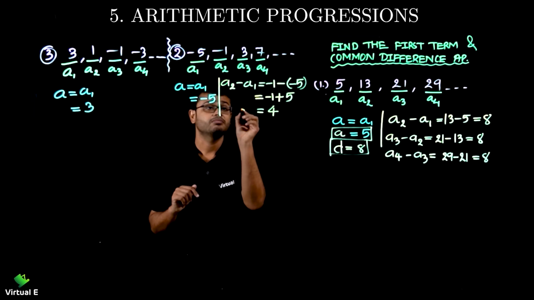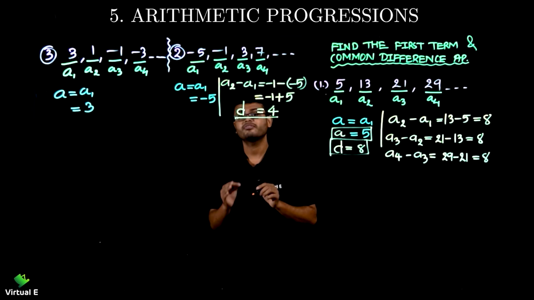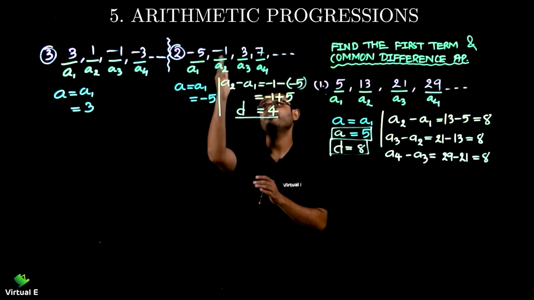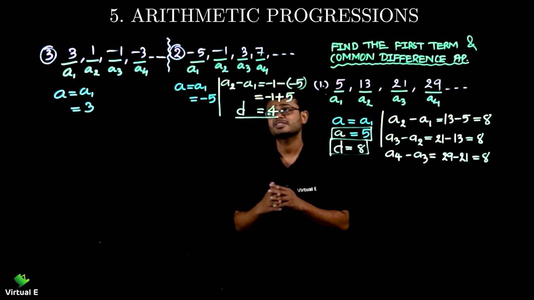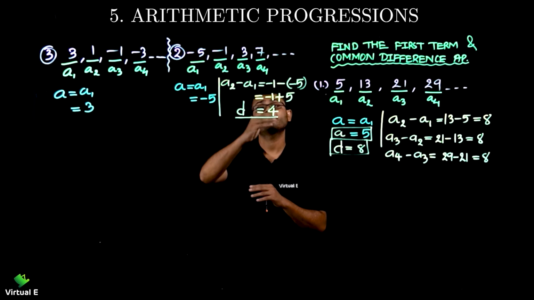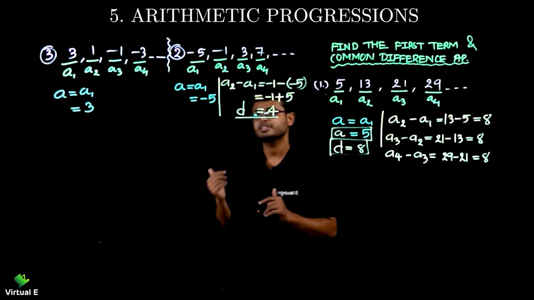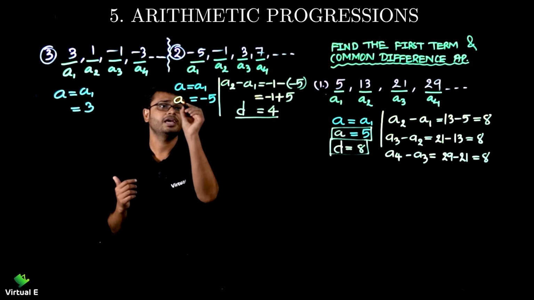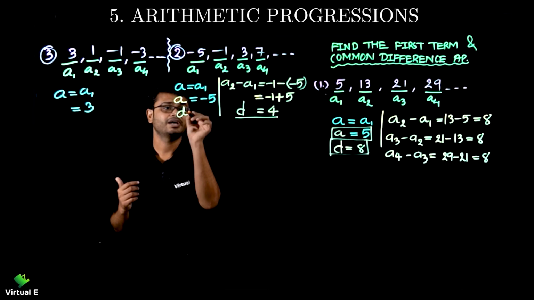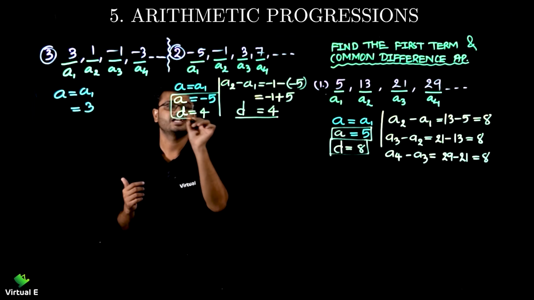So what is my difference? That is, 4 is my difference. It means that if I keep adding 4, I will be getting the next number. You can see minus 5 plus 4 is minus 1, minus 1 plus 4 is 3, 3 plus 4 is 7. So my answer is correct. So my a is minus 5 and my d is 4. That is for the second AP.